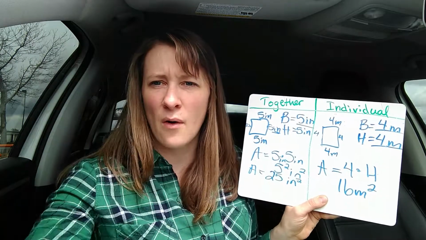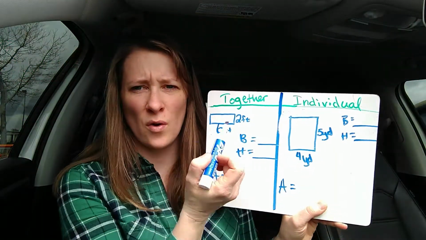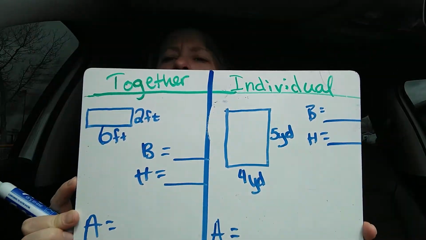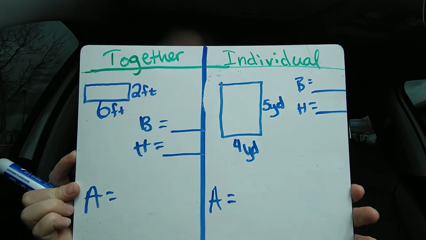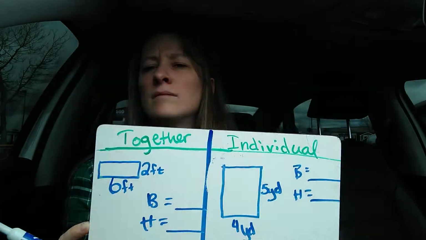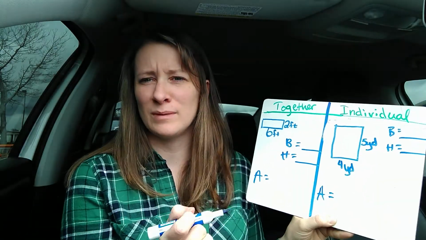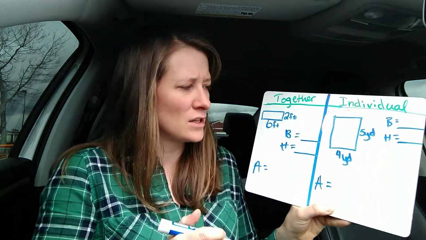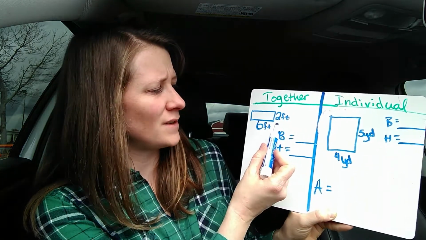All right, so now on to our rectangles. So again, we've got what we're going to do together and what you need to do by yourself. So go ahead and write that down, or you can pause it and write it down too. This is good technology here. So we've got 6 feet by 2 feet.